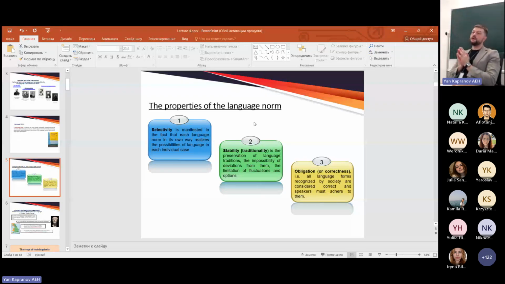I would like to pay attention to the third one, obligation. What does it mean? It means that all those language forms are created by people. We are the people who decide what language forms are acceptable for us, all language forms that we want to pronounce and use in our everyday speech. So after some period of time, all those language forms were fixed. Now they are fixed.